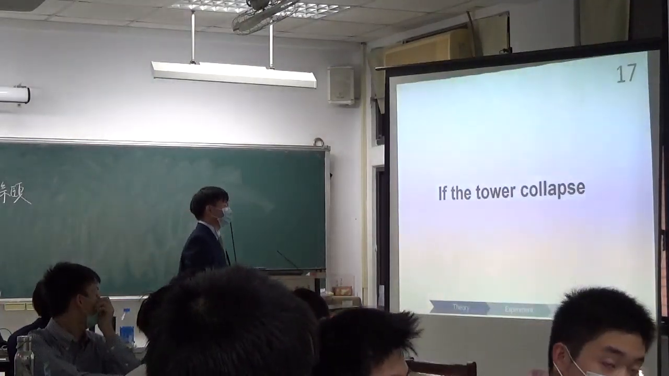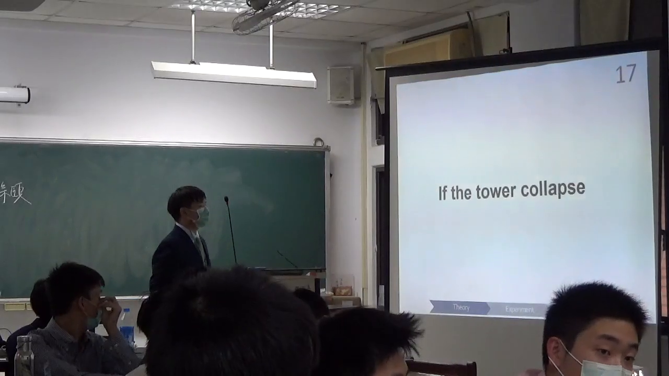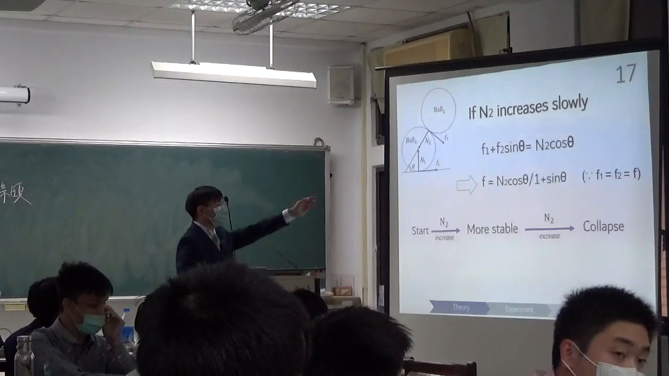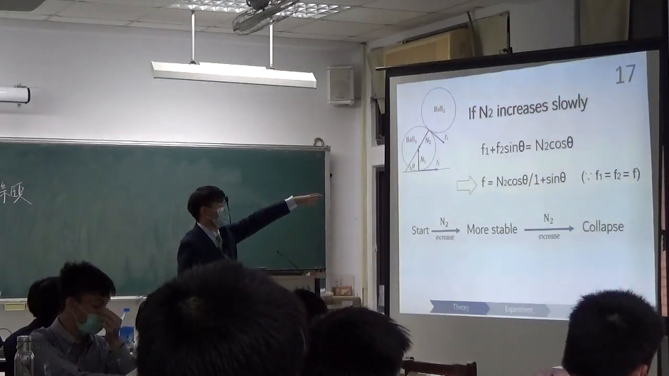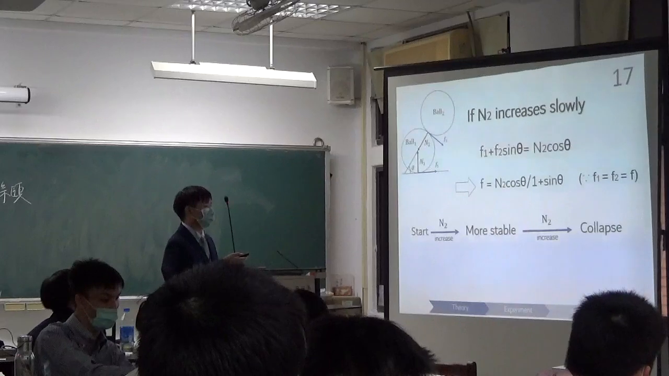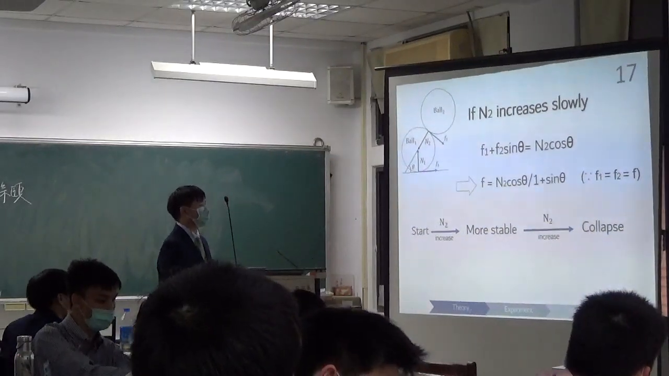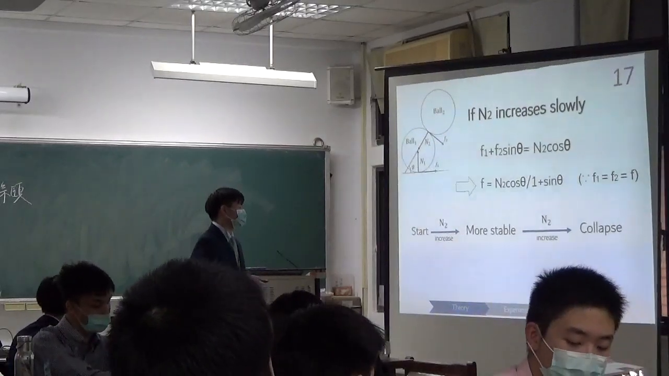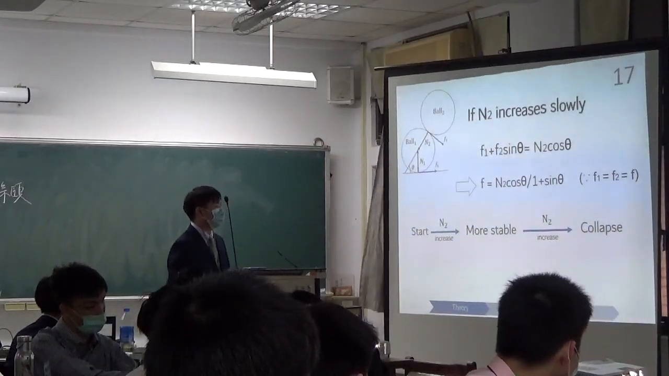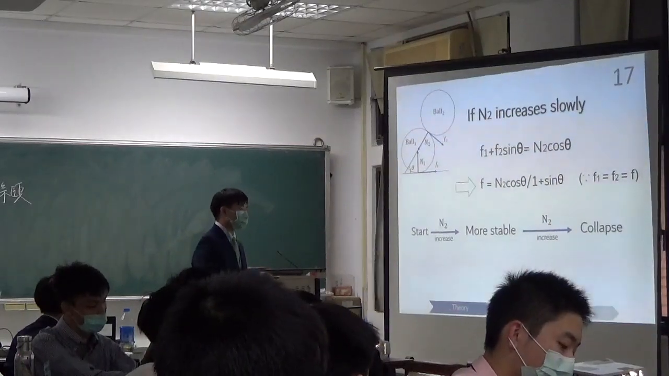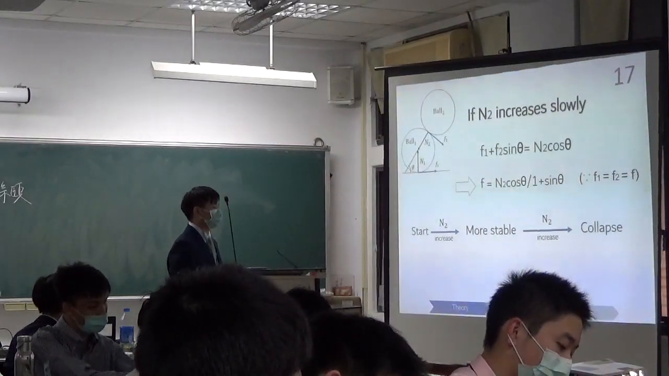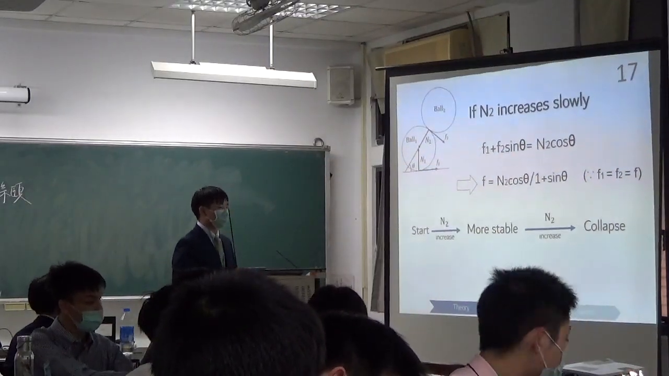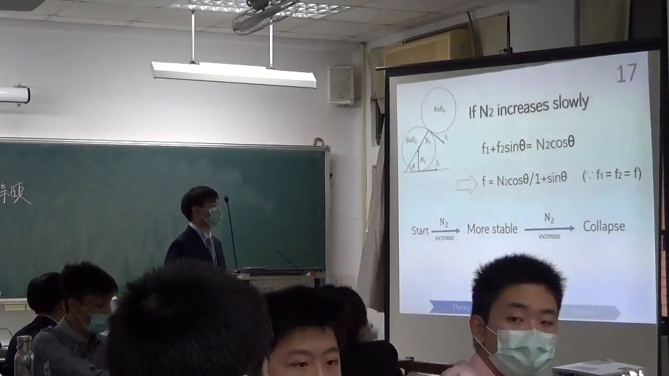And next, I want to discuss if the tower collapses. There are 2 situations. First situation is if N2 increases slowly. According to this equation, because the net force is same, so we could know the F1 is F2 and I suppose it's F. So if we start increasing the N2, the tower will be more stable. But if we increase N2 more and more, the tower will collapse. It's because the maximum static friction is not unlimited.